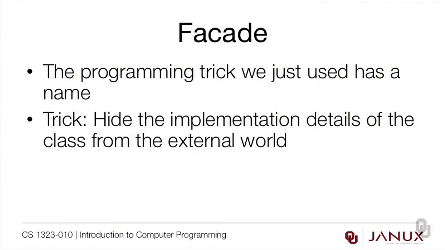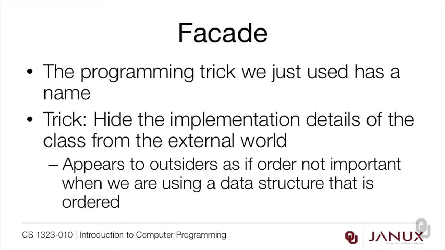This is exactly what we did. We hid an array list inside a set, and we did it successfully. In fact, somebody who's using the set would have no idea that that's what we did. So the trick here is to hide the implementation details from the external world. Remember that that's also good encapsulation. It appears to outsiders as if order is not important. Notice we actually checked that when we were checking our data, when in fact we're using a data structure that has order that is important. It's kind of a neat trick.